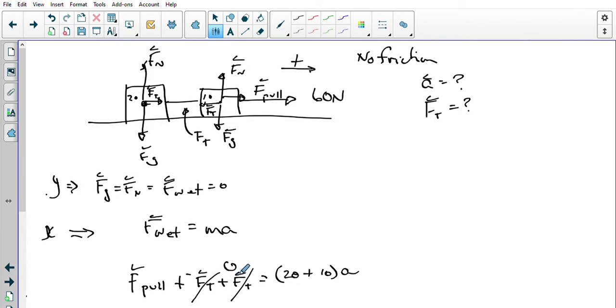Sometimes you're going to see in some textbooks, some references, they just wouldn't include those forces. They're just sort of glossing over it. I choose to include those and then cancel them out. It's just being complete.